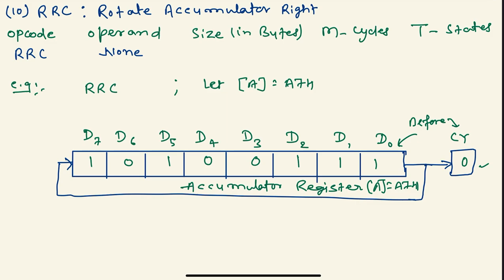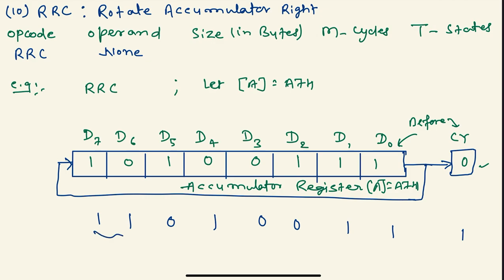Now after execution of this RRC, we will see what values come. The D0 bit is 1 here, so the carry flag will be 1. Carry will be updated as 1. Now this entire data is going to be shifted circular right one time. So this will become 1, then 1, then 0, then 0, then 1, then 0, and then 1, and at the place of D7 the D0 bit will come. So this will become 1.